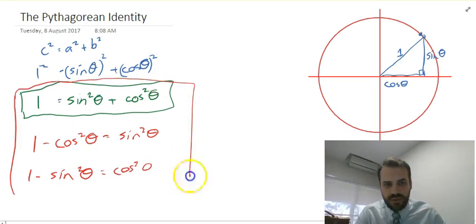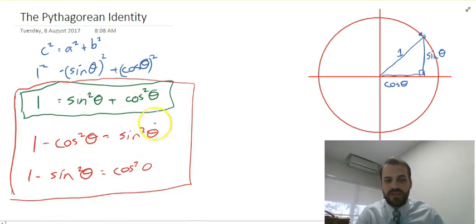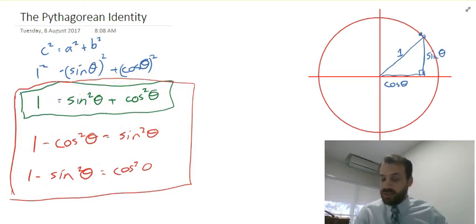Important to note that these are your Pythagorean identities. You only really need to learn one, and then you can rearrange it to make the other two. That's the Pythagorean identity.